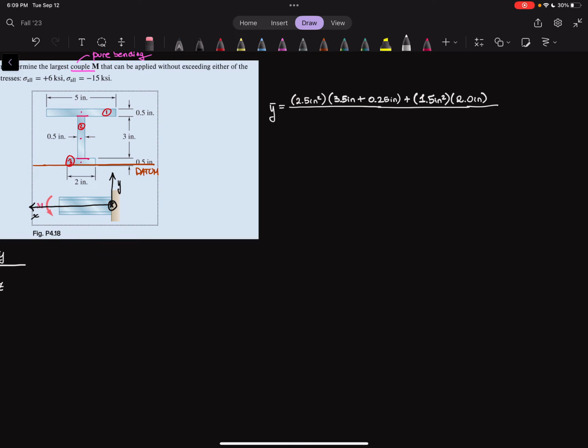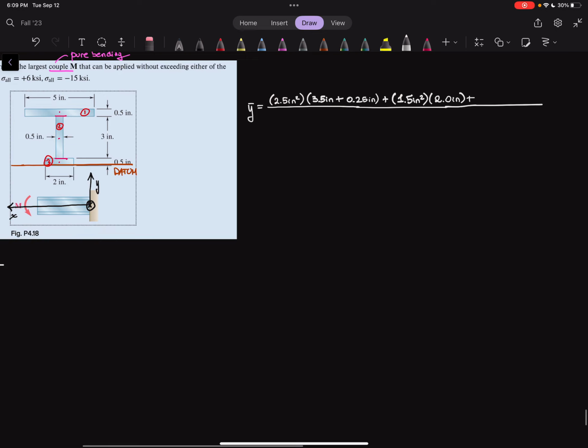We're going to add the third shape. So the third shape is going to be what? Well, the third shape is going to be 2 times 0.5. So that's going to be 1 inch squared. And we're going to multiply it by the y location of our centroid for that specific shape, which is 0.25 inches. Now we're going to add all the areas together.